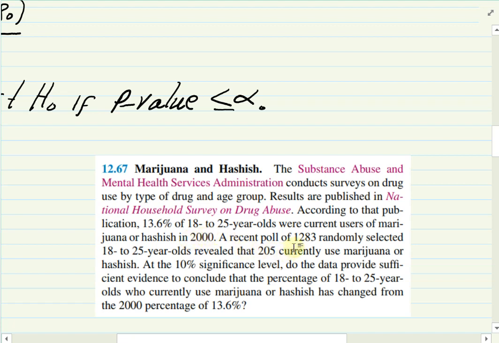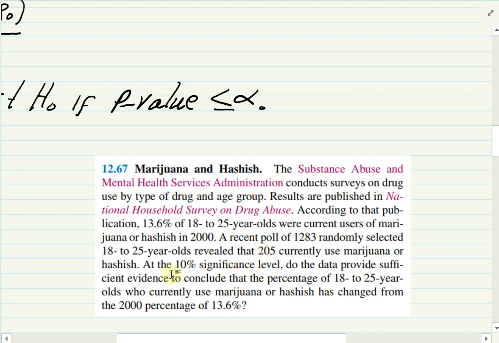A recent poll of 1,283 randomly selected 18 to 25-year-olds revealed that 205 currently use marijuana or hashish. Notice the poll reflects the sample size: 1,283 is the sample size. In this context, if these 18 to 25-year-olds are users of this substance, that would be considered a success, and that would be x, the number of subjects having the attribute. The attribute here is using the substance.